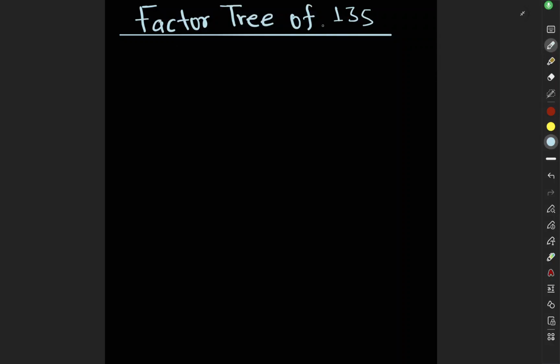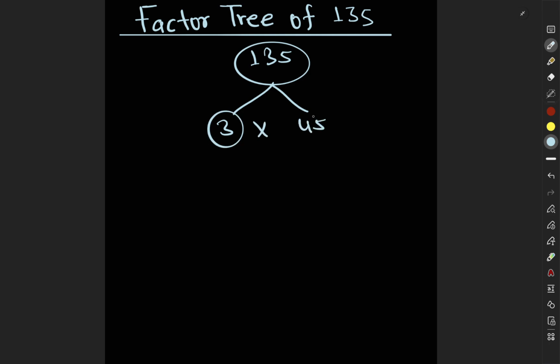Factor 3 of 135. So 135 can be written as 3 times 45. So 3 times 45 means 135. So 45 can be written as 3 times 15.